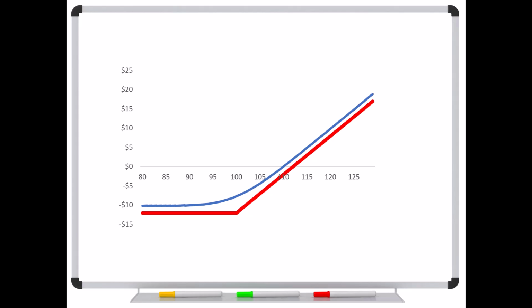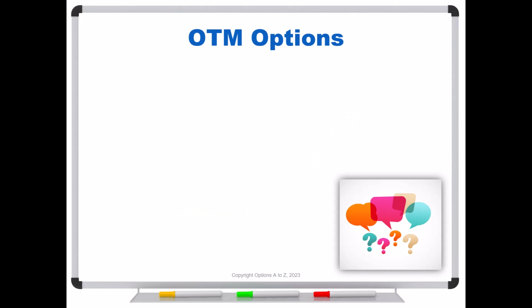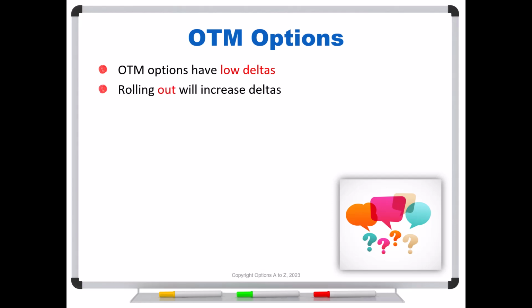All right, well, what about its counterpart? What if it's an out of the money option? Well, out of the money options have low deltas. And rolling out, yes, is going to increase the potential loss and lower your potential rewards, just like it did for an in the money option. But it also will increase your deltas. And if we're expecting the stock price to rise, well, maybe this isn't such a bad investment.